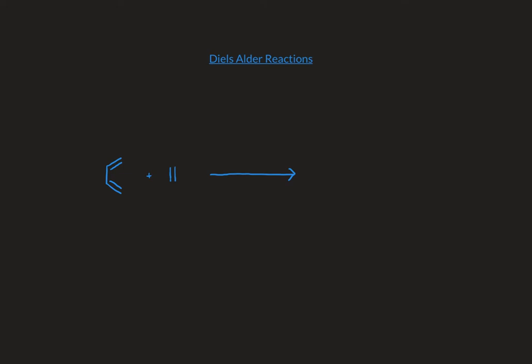In today's video, we're going to introduce another reaction of dienes called the Diels Alder reaction. The Diels Alder reaction is a 4+2 cycloaddition. And it gets that name from having a diene that has 1, 2, 3, 4 carbons, and an alkene that has 1, 2 carbons.